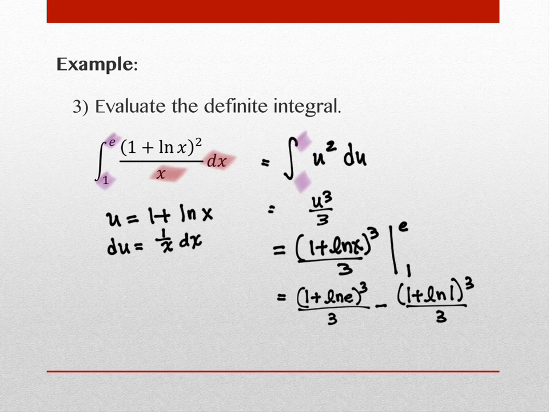But as we talked about last time, what is the natural log of e? That's 1. What is the natural log of 1? That is 0. So we're going to do some arithmetic simplification. 1 plus 1 is 2, cubed is 8. So the first fraction is 8/3. Second fraction, 1 plus 0 is 1. Cubed is 1. And then I've got that divided by 3. So 8/3 minus 1/3 is 7/3.